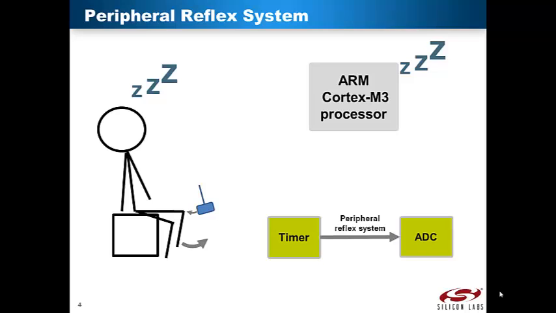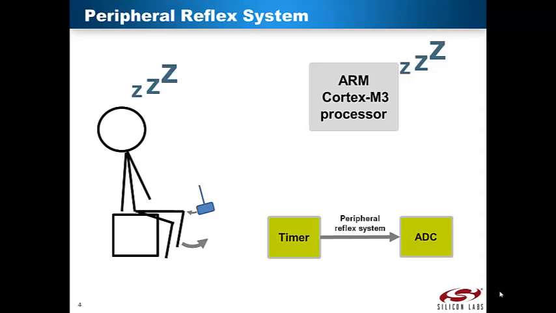On an EFM32, the Peripheral Reflex System offers a direct connection between peripherals without having to involve the CPU. Like the human body reflexes, the Peripheral Reflex System enables autonomous, fast and predictable interaction between peripherals.